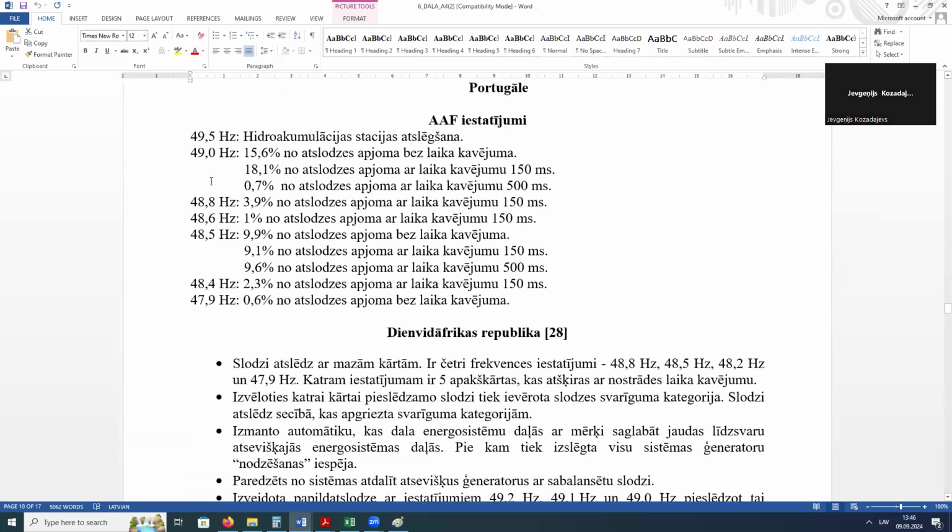Here I can see, for example, this Portuguese example: when the frequency drops to 49 hertz, 50.6% of the load must be disconnected immediately. And with the same frequency set point, in the next step with a time delay of 150 milliseconds, 18% more, and with a time delay of 500 milliseconds, 0.7% more. Why so strange?